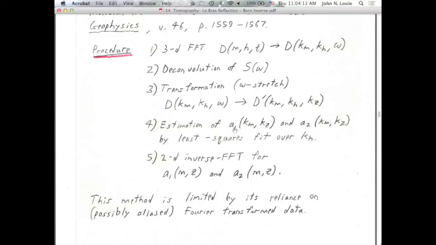What you have then is a field estimated by that least squares fit, and thus getting rid of the KH, right? You've estimated one Fourier transform section for A1, which is delta K over K, and then another one for A2, which is delta rho over rho. Okay, so then all you have to do is 2D inverse FFT each of those, A1 and A2.